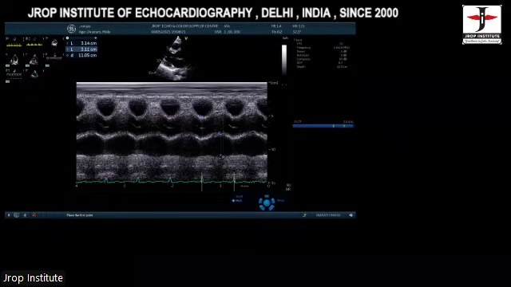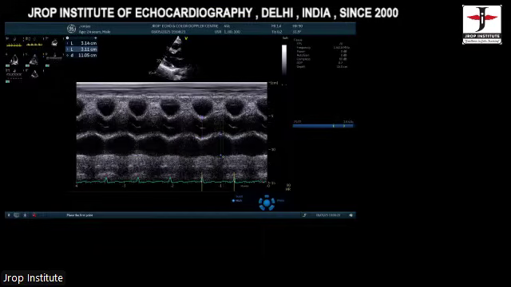Sir, I want to ask, whenever we are putting a pulse wave Doppler gate in the 4-chamber view, where should the gate be exactly? Should it be at the mitral valve leaflets or at the base of the mitral valve? At the mitral valve leaflet tips, aortic valve leaflet tips, tricuspid valve leaflet tips. Okay, sir.